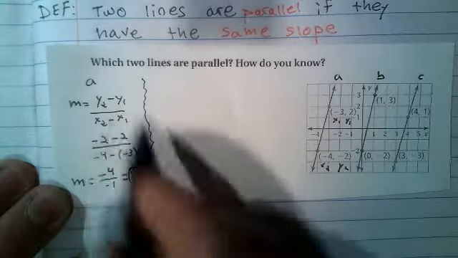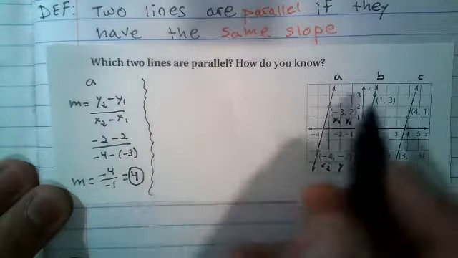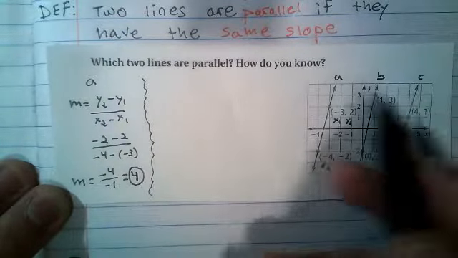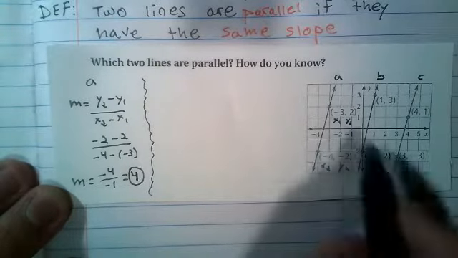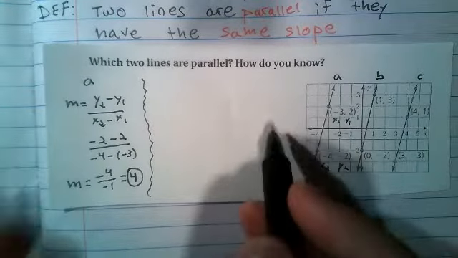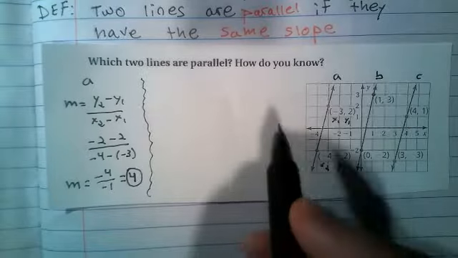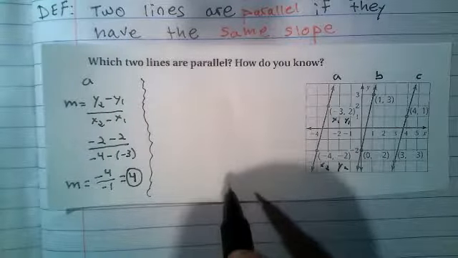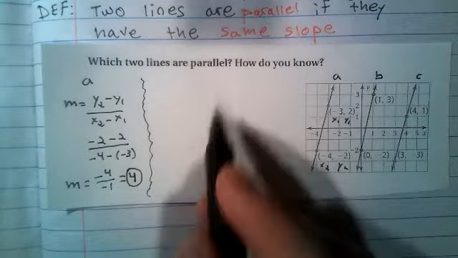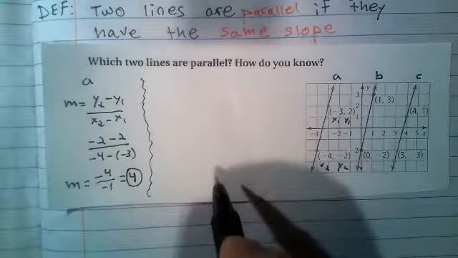Now I want you to do the same thing. You're going to do it for B and C, and we'll figure out which of these lines are parallel or if they're all parallel. So pause the video, you can do that, and when you come back I'll go over the answers to make sure that we're all on the same page.